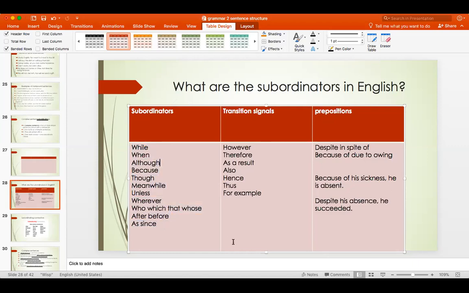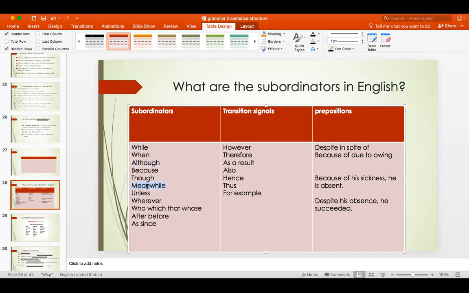So you say, "While I was driving, I almost ran over a flock of sheep," or "I almost ran over a flock of sheep while I was driving." "When he came late, the teacher gave him a notice or something." "Although he was late to the exam, he scored a full mark." "He scored a full mark although he was late." "He was absent because he was sick."